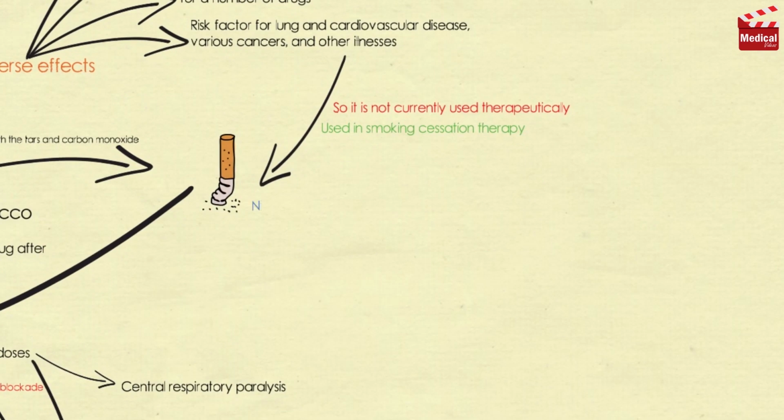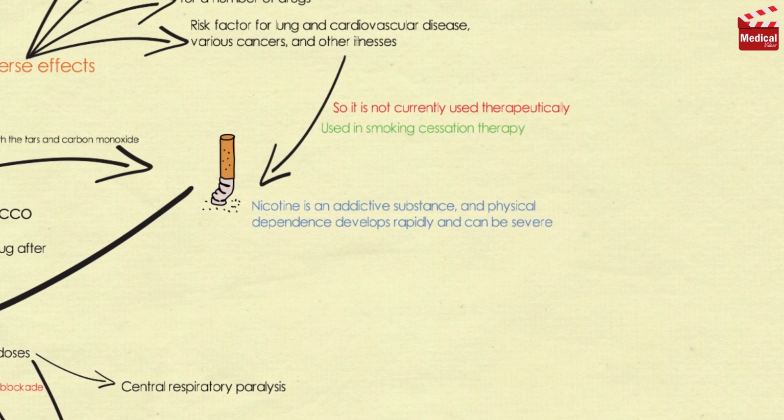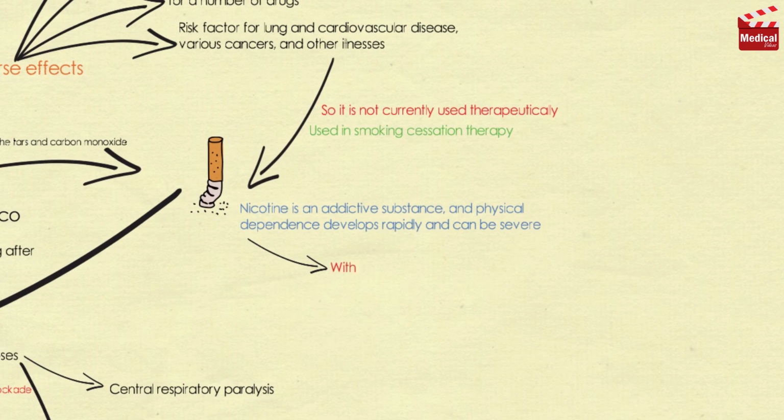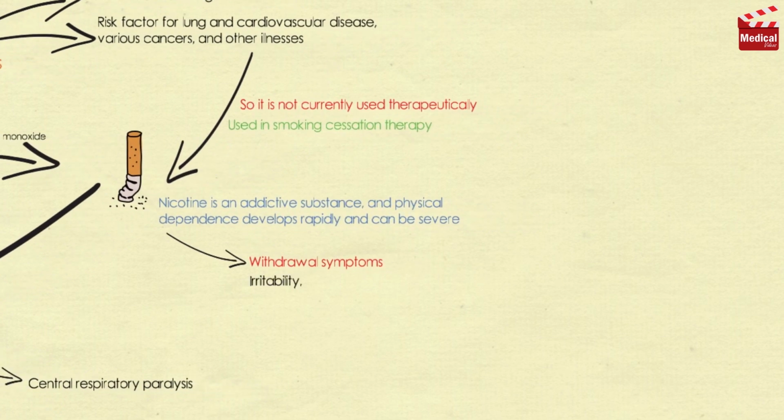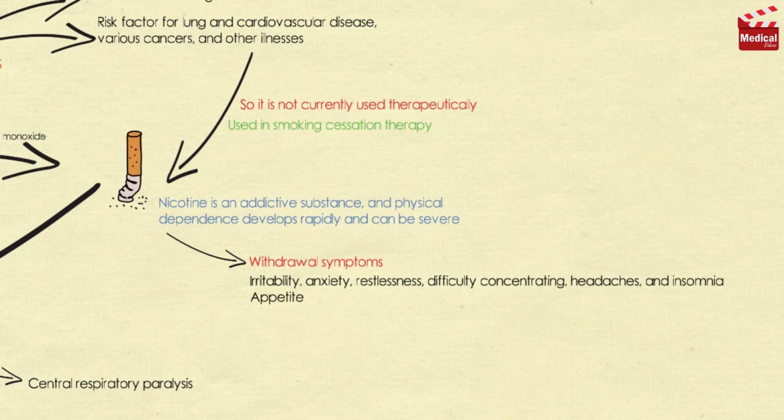As with the other drugs in this class, nicotine is an addictive substance, and physical dependence develops rapidly and can be severe. Withdrawal of nicotine is characterized by irritability, anxiety, restlessness, difficulty concentrating, headaches, and insomnia. Appetite also is affected, and GI upset often occurs.